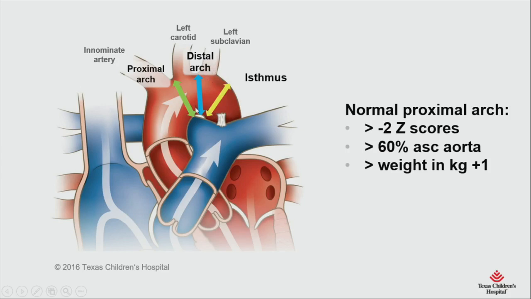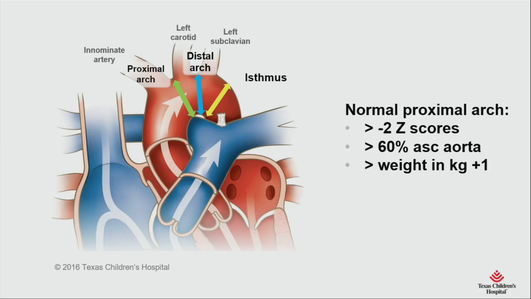Now, if you're actually thinking about repairing a coarctation from the side, what you want to know is how the proximal arch is, because you're not going to be able to relieve the obstruction of the proximal arch. So if you have a proximal arch that's too small and you do a coarctation repair through a thoracotomy, you're actually just moving the area of obstruction upwards into the proximal arch. Now, what's a normal proximal arch? That's a matter of debate.